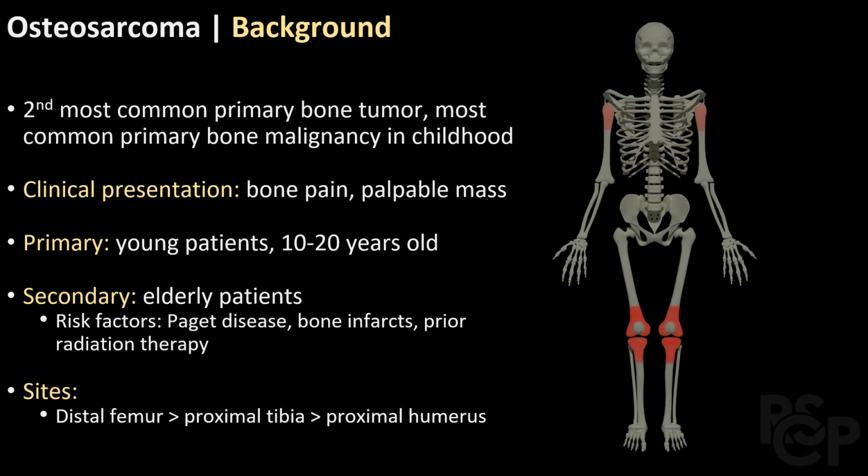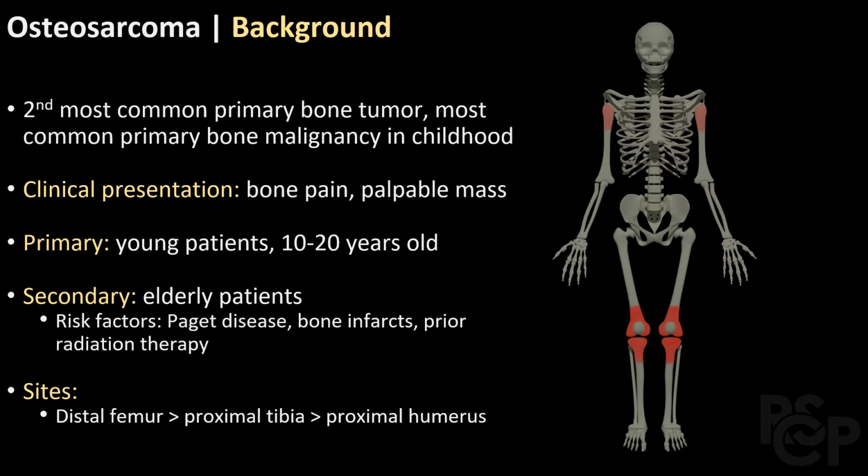Next, we're going to talk about some background of osteosarcoma. It's the second most common primary bone tumor behind multiple myeloma. It's the most common primary bone malignancy in childhood, with the average age being between 10 and 20 years for these patients. However, it does have a bimodal distribution in younger patients and older patients.